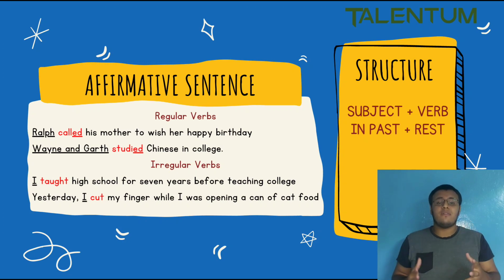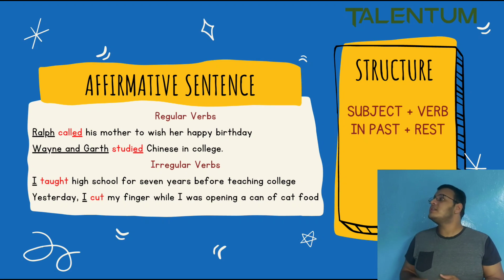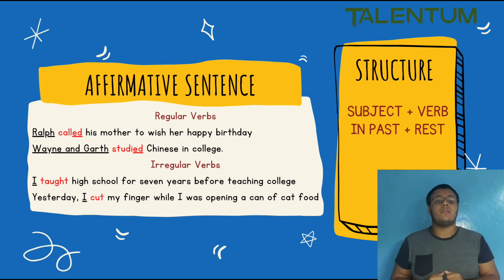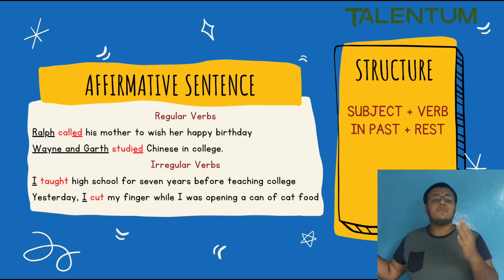I know it's kind of hard, but the more you use these irregular verbs, the more you are going to get used to them. Here we have a few examples. The first ones are with regular verbs, and then we have the ones with irregular verbs. Ralph called his mother to wish her a happy birthday. Wayne and Gar studied Chinese in college.